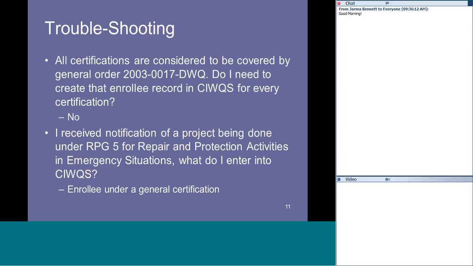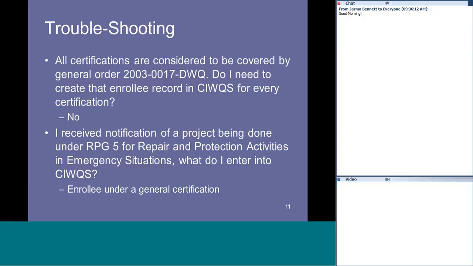So I received notification of a project being done under RGP 5 for repair and protection activities in emergency situations. What do I enter into SWRCB? I think this is at least touching on that question we got about the regional general permits that have undergone state board certification. In this case, you enter it as an enrollee under a general certification. So the RGP 5 would be entered into SWRCB as a general certification, and then you put it in as an enrollee under that. There are a couple other ones that are just like that, and in those situations, again, you put it as an enrollee under a general certification.